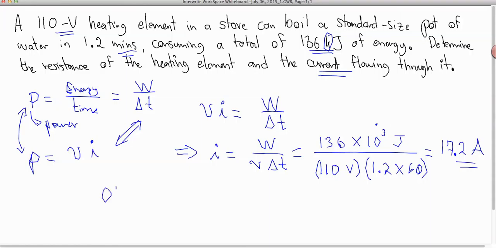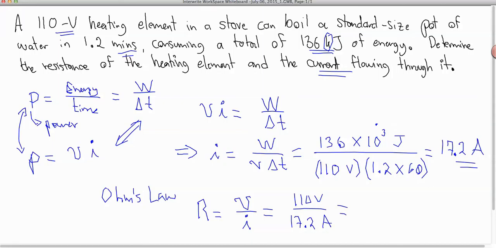How do we find the resistance? Well, we know Ohm's law. From Ohm's law, we know that the resistance is the voltage divided by the current. So if we do this, we have 110 volts divided by 17.2 amperes, and this is going to give us 6.41 ohms. 6.41 ohms, and the problem has been solved.